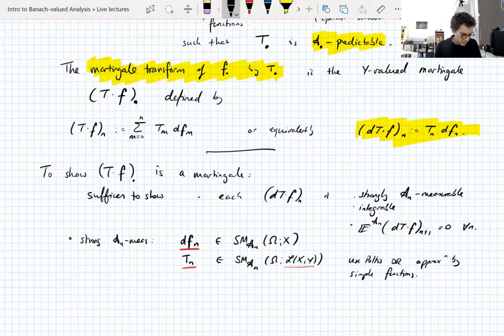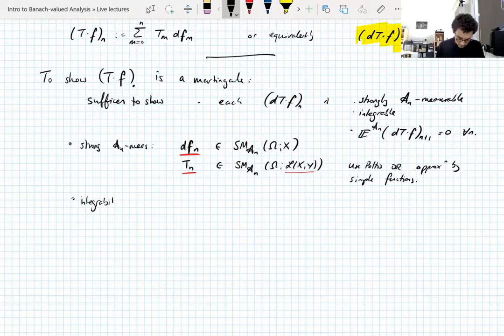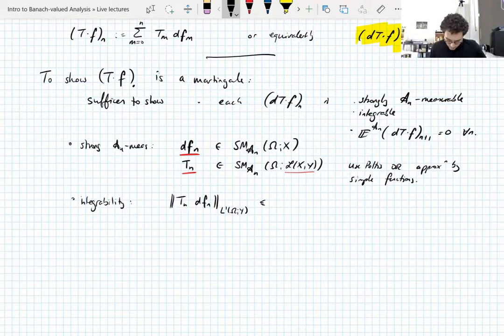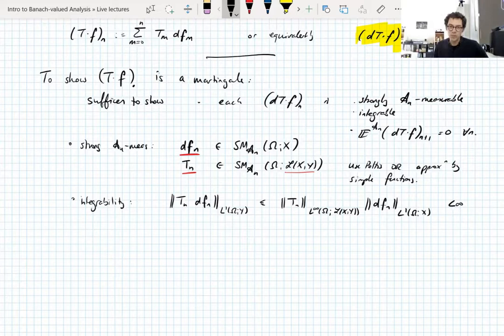The integrability. You just need to check the L1 norm of this thing. Using Hölder's inequality and the definition of the operator norm, this is bounded by the L infinity norm of Tn times the L1 norm of dFn. And this is finite by assumption, because we assumed all these operator valued functions were in L infinity. So that's your integrability.